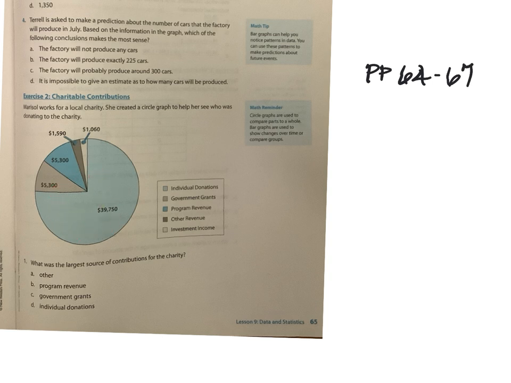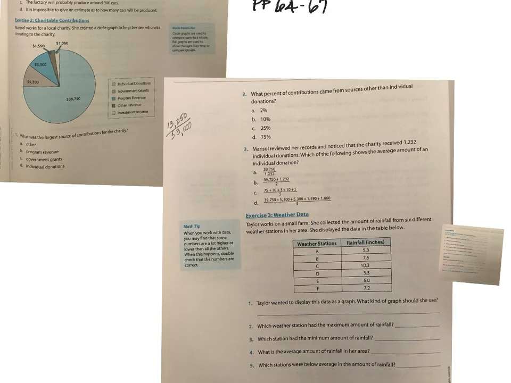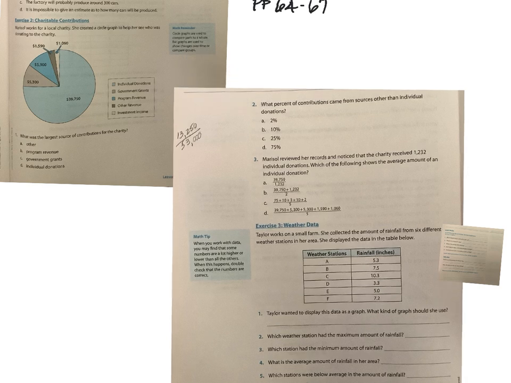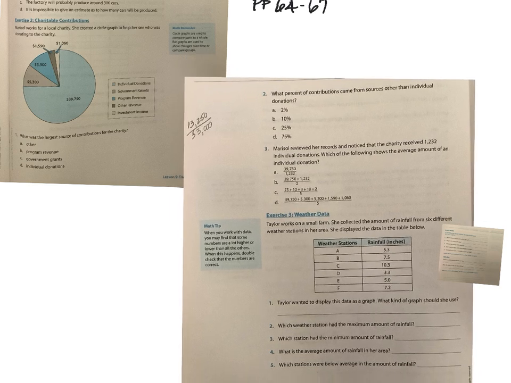All right, so let's see if I can find the rest of these pages. Okay, so number 2 at the top of page 66 is continuing to ask questions about the circle graph here. What percent of contributions came from sources other than individual? All right, so we got all of these individual ones, and we need to know this over here. Okay, what percent came from other than individual?